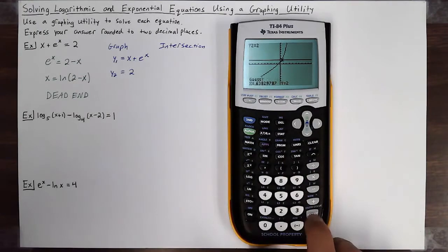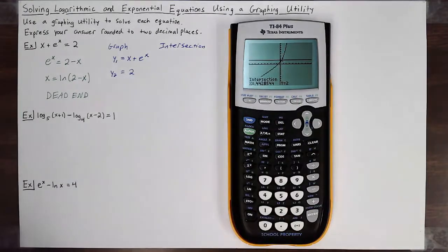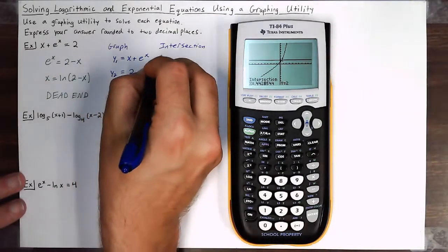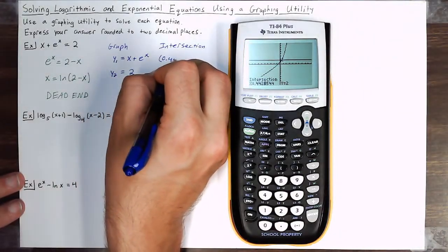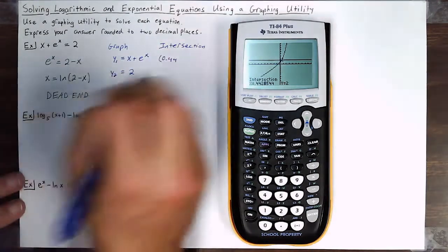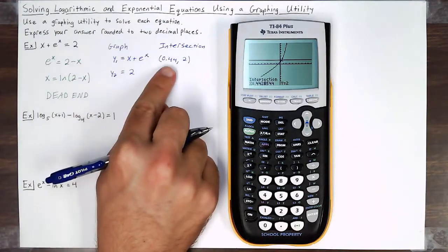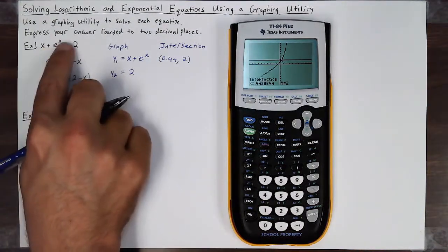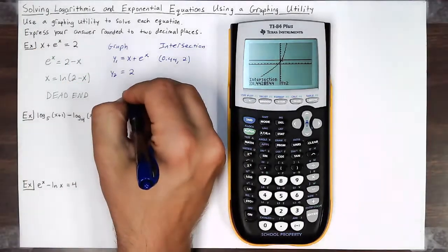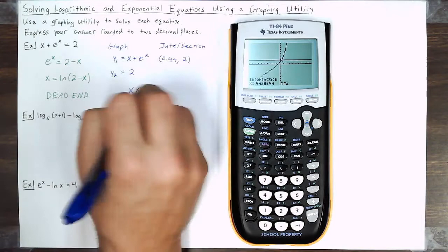I'll hit enter, then hit enter again to guess, and it'll guess the intersection point, which is 0.44, and this one's 2 decimal places, so I'll stop there, comma 2. So the solution will be the x value of its intersection, since I'm solving for x. So my solution will be x is approximately 0.44.